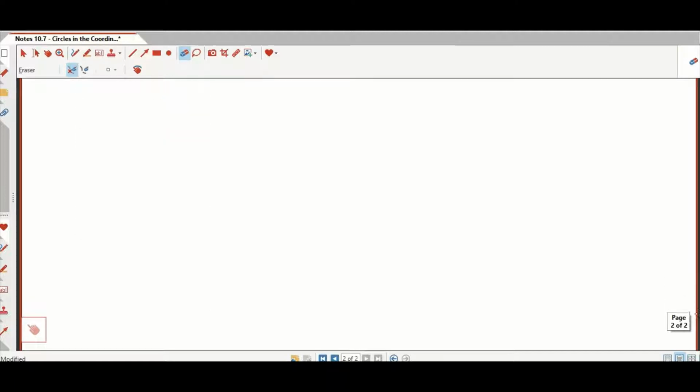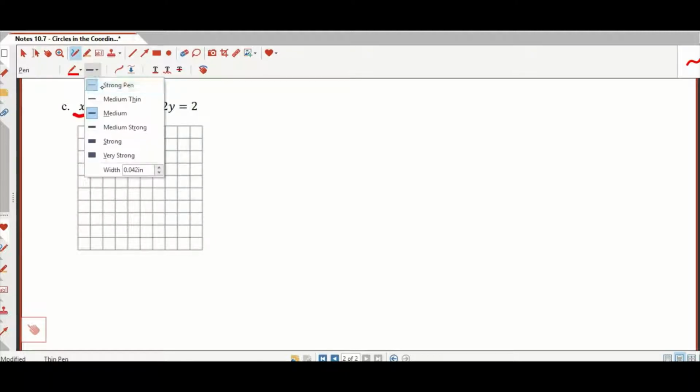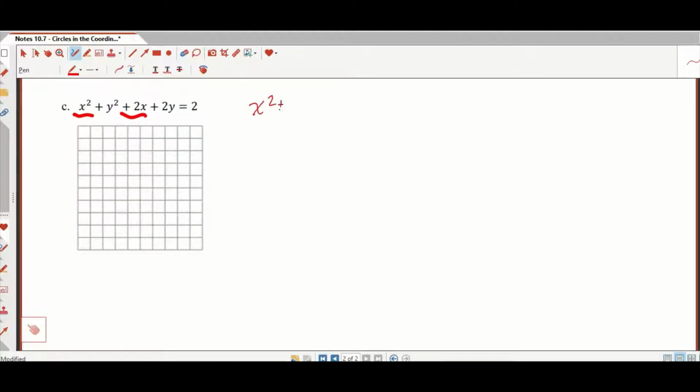Now see, this last one is exactly why I don't want to have to do this. I don't want to have this all expanded and simplified, because how on earth are we supposed to graph this thing? Well, the truth is we need to take everything with an x and put it together. So x squared plus 2x, and then that's going to leave plus y squared plus 2y. I'm going to leave a little space here, equals 2.